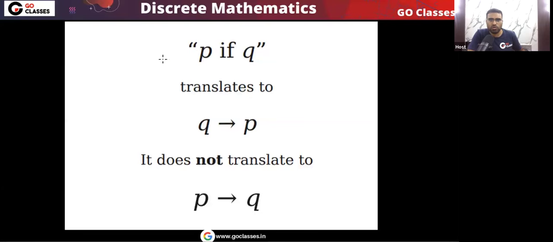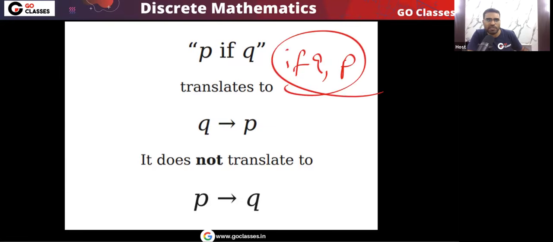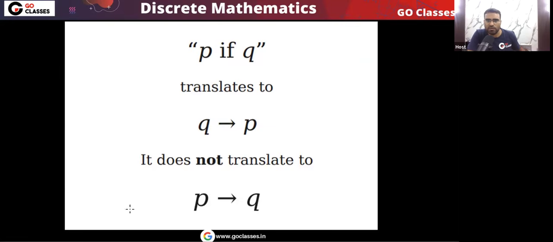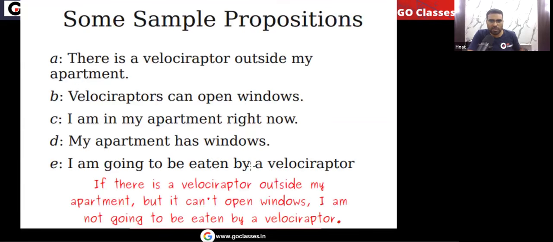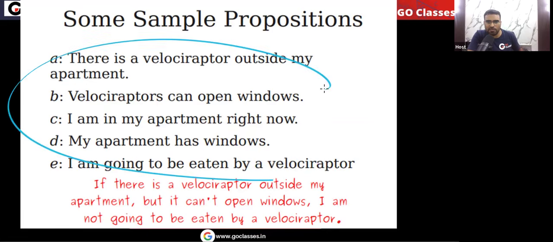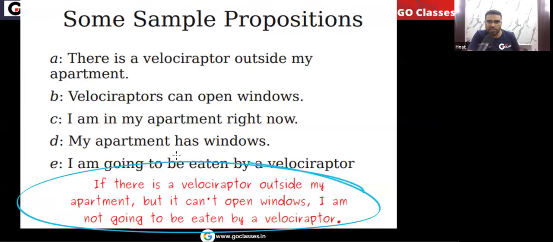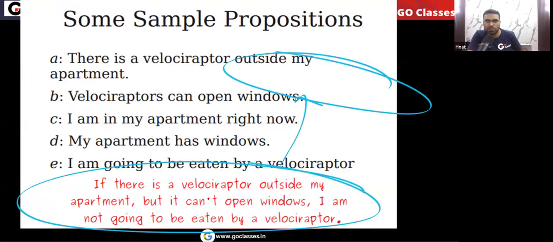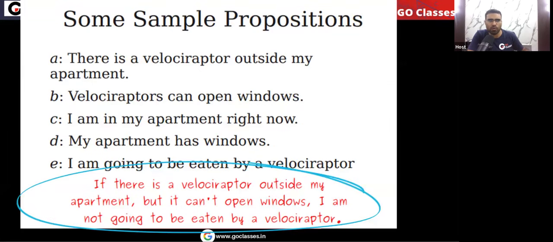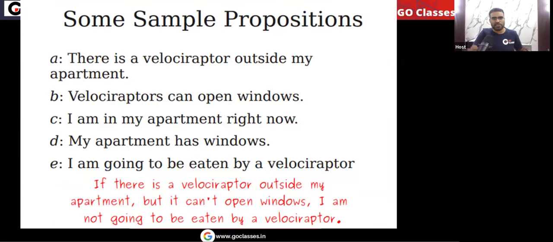Simple? Okay, interesting question. You already know P if Q is Q implies P, because P if Q, I can write it as if Q comma P, that is the same as Q implies P. Now tell me the expression for this English statement. Again, you have the same five propositions and five propositional variables. What will be the propositional logic formula for this English statement?